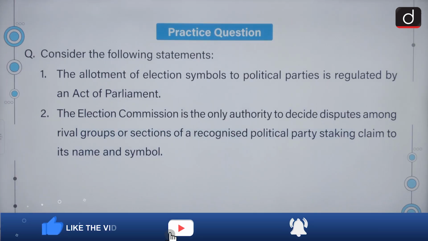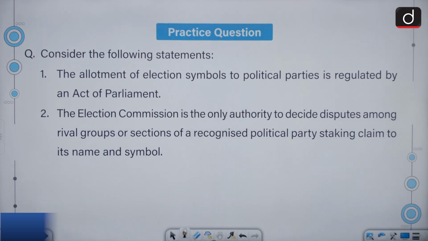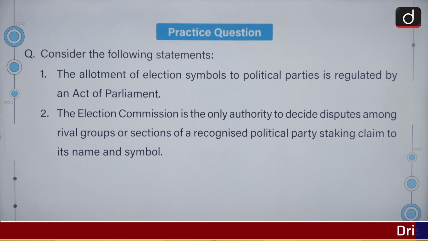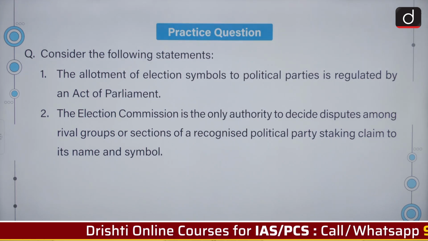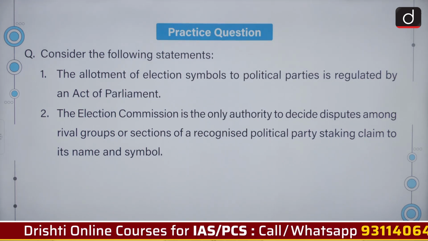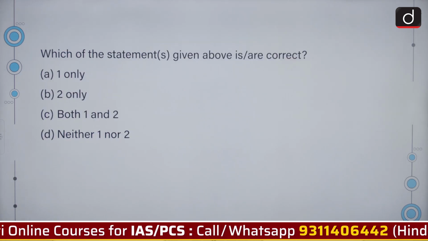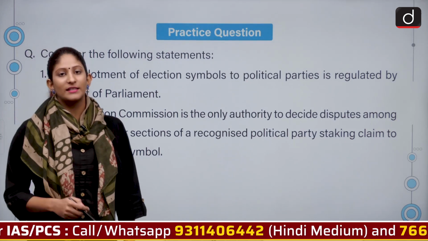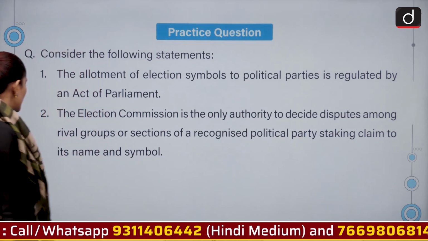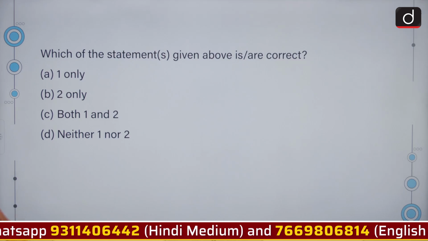Consider the following statements. The allotment of election symbols to political parties is regulated by an act of Parliament, and the Election Commission is the only authority to decide disputes among rival groups or sections of a recognized political party staking claim to its name and symbol. So, we have to select the correct statement. Many of you have answered it correctly. Only the second statement is correct. The first is not. So, the correct answer is option B, 2 only.